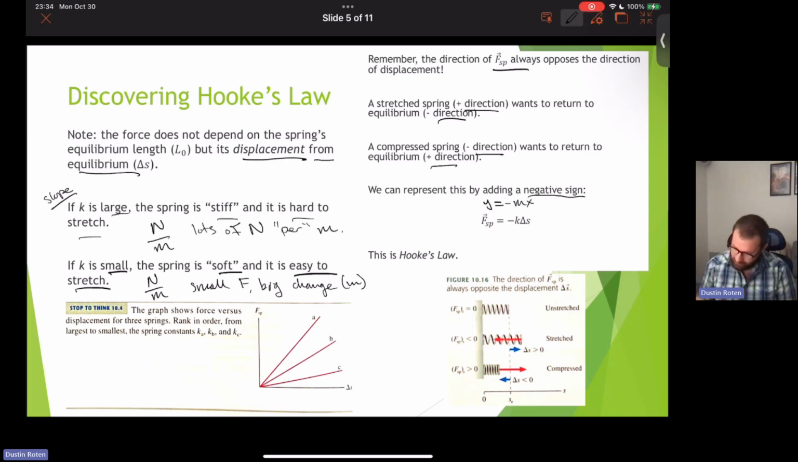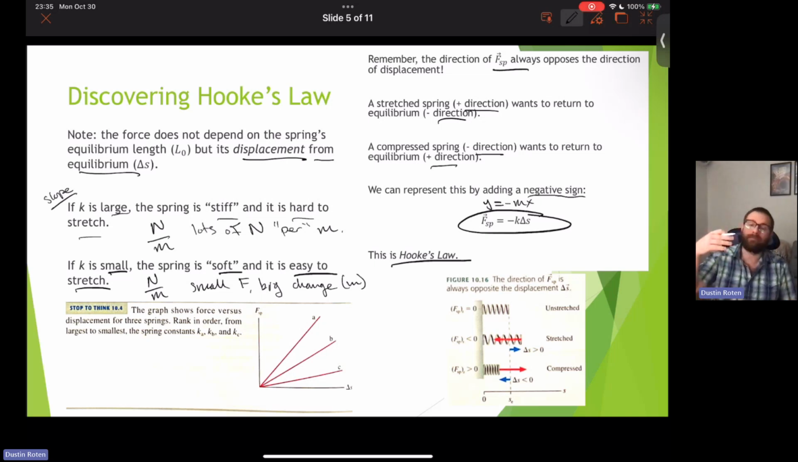Okay, so this right here, force equals negative k delta s, this is Hooke's law. It basically tells you the force that a compressed or stretched spring provides. At the same time, it tells us how much force we would have to apply to compress or stretch a specific spring. Down here, I've included this figure again, just to remind you that the force is in the direction opposite the displacement, and it will always oppose the thing you're doing to the spring.